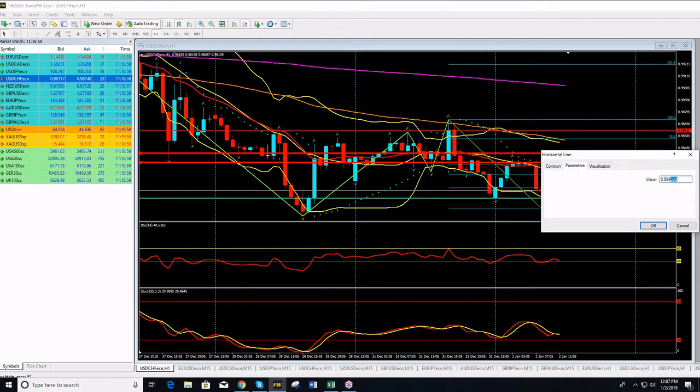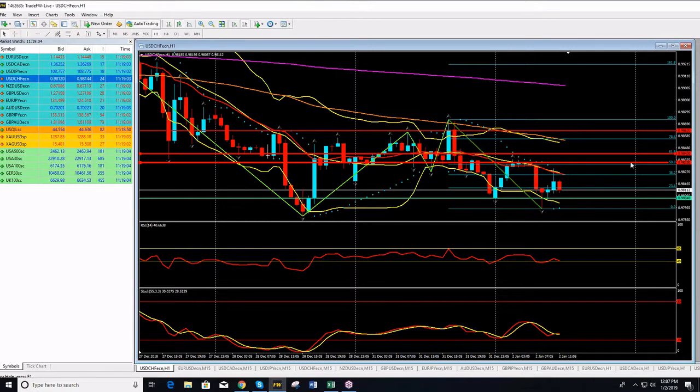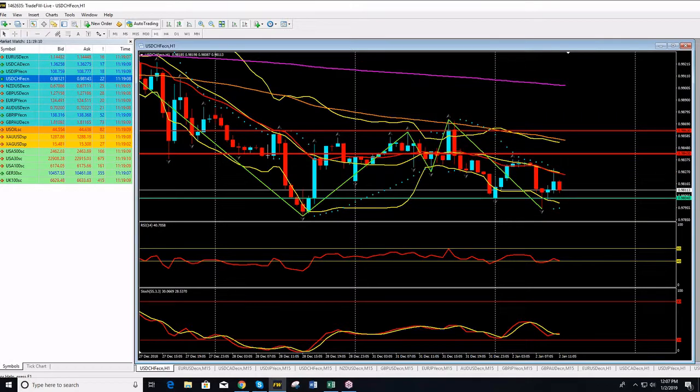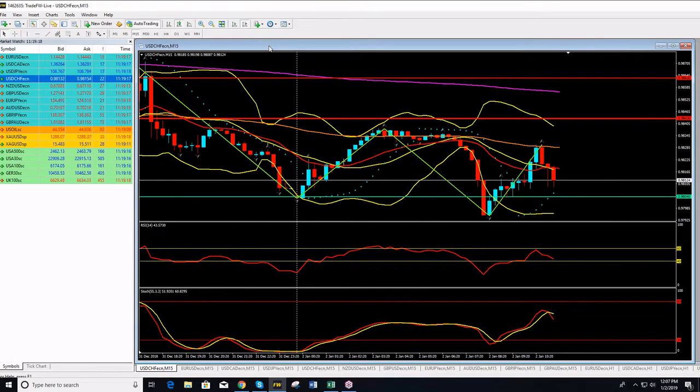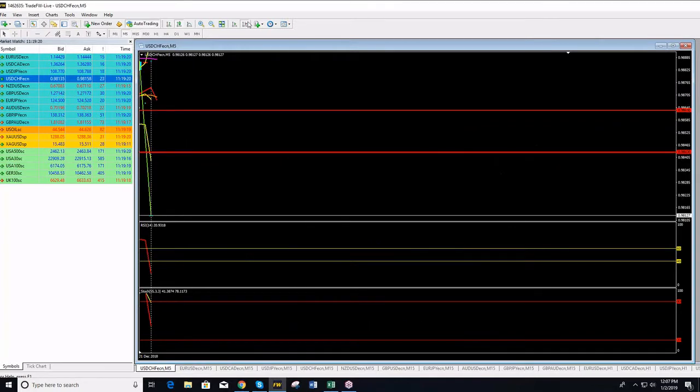98.44, 43. Let's decrease the weight to that. No clustering there. So lots of resistance levels, guys. Lots of resistance levels of dollar CHF. It looks really nice. Now let me check the 15-minute chart. Let me check the 5-minute chart.